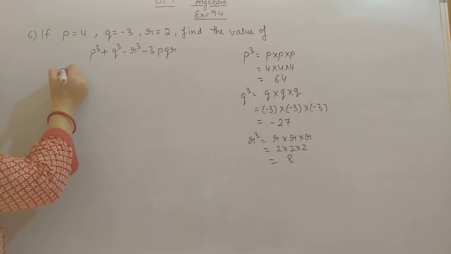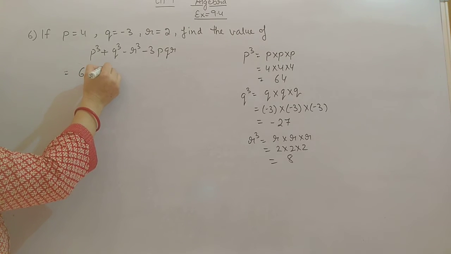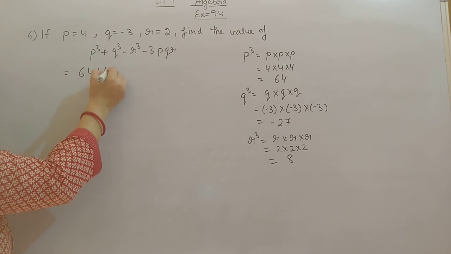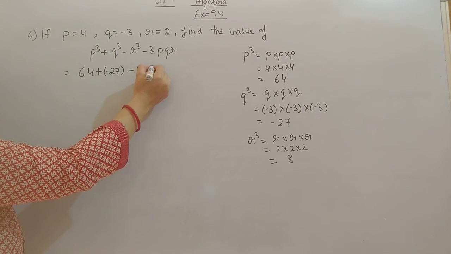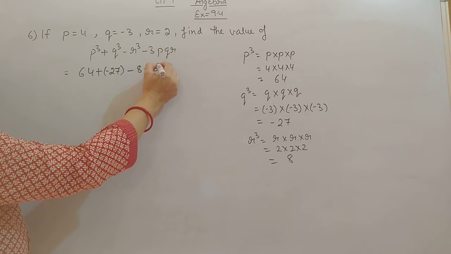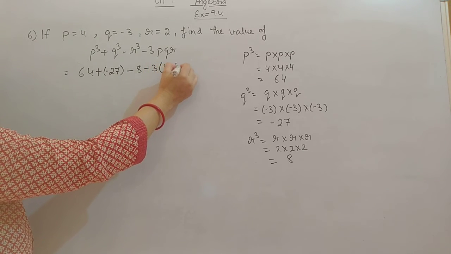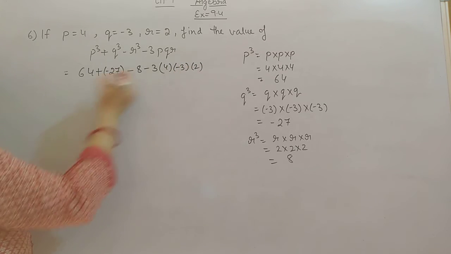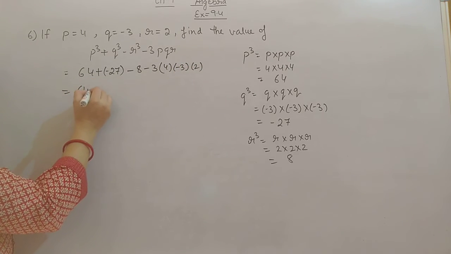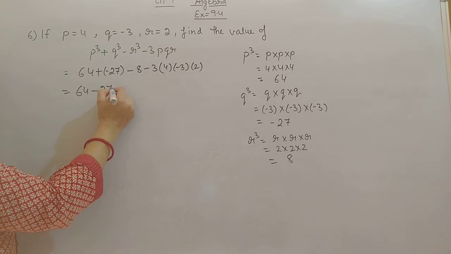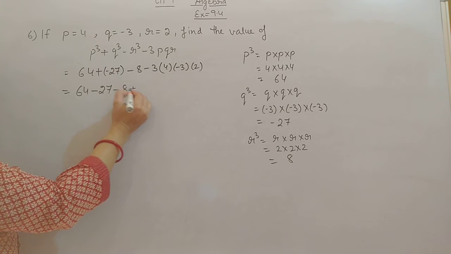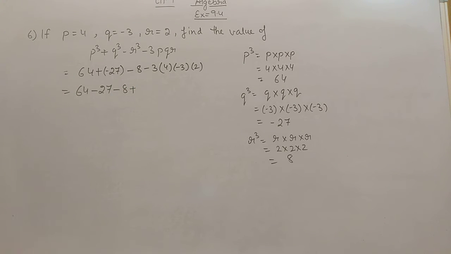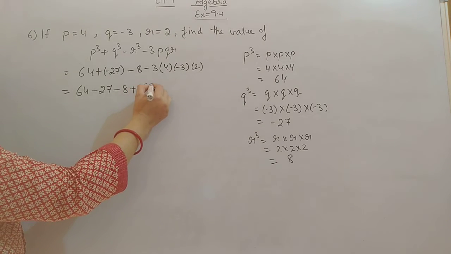Now substitute these values here. 64 plus q cube value is minus 27, so keep in bracket first. Then minus 8 minus 3 into 4 into minus 3 into 2. Then plus and minus will become minus 8, and here this minus and this minus, when you multiply, it will become plus, and the remaining numbers you can multiply. 3 into 4 into 3 into 2, which you will get 72.